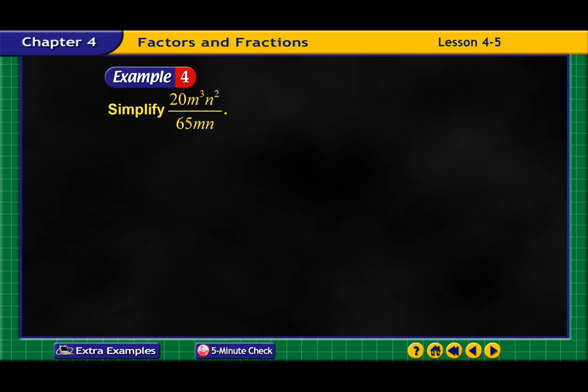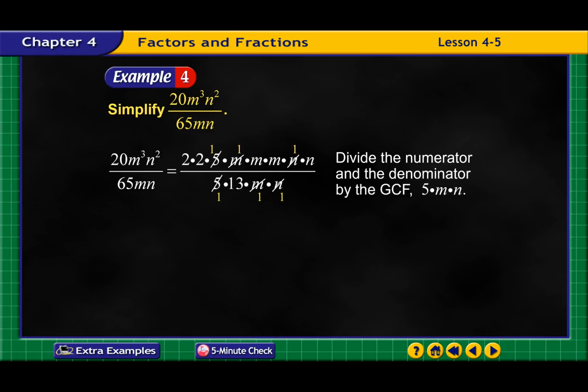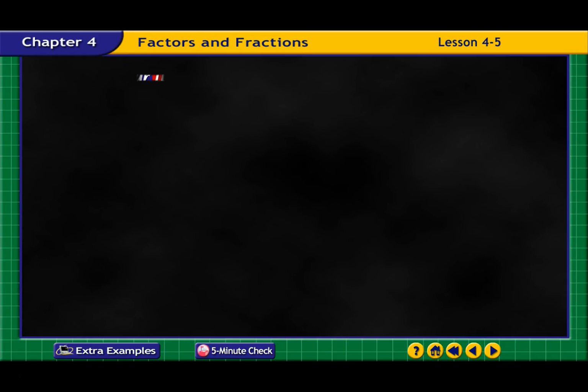All right, simplify this out. So we saw that if you had a 2 on the top and a 2 on the bottom, in the numerator and denominator, they canceled. Well, same concept is going to go for exponents, which we learned the other day. So first we divide the numerator and the denominator by the greatest common factor, which is 5m and n. So we canceled out 5, we canceled out 1m and 1n. That left me with 2 times 2, so I'll have 4 on top, 2 m's and an n, over 13. All right, you try.